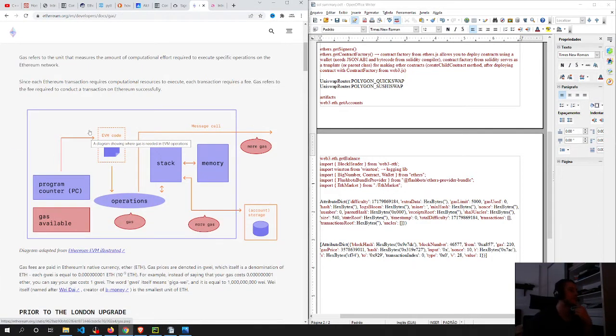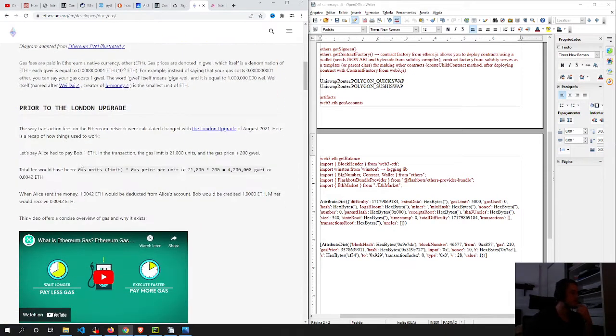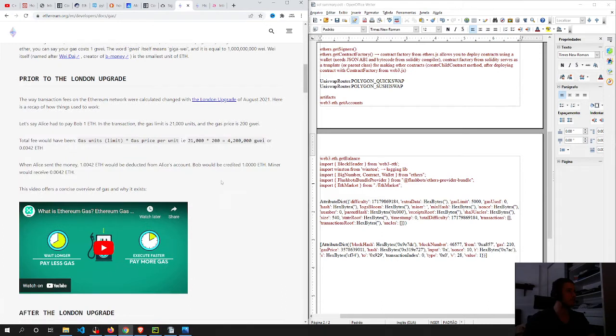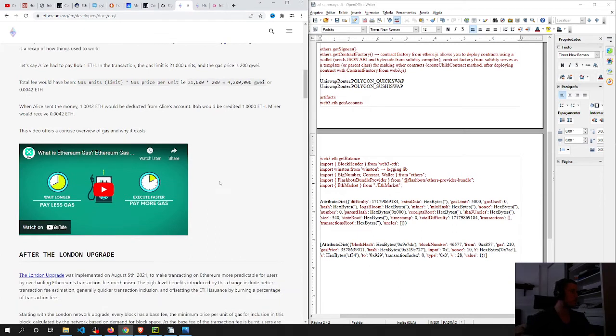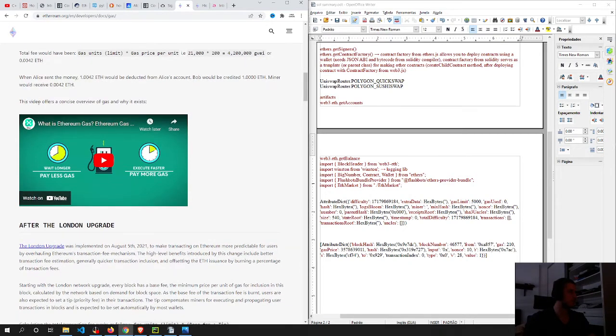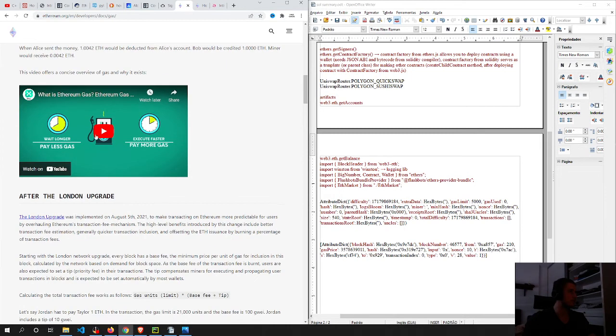But I feel like this is gonna be the simple explanation. Let's say Alice had to pay Bob if the transaction gas limit is 21,000 units and the gas price is 20 Gwei. Total fee would have been gas limit times gas price per unit. When Alice sent the money, it would be deducted from Alice's account. Bob would be credited on it. Miner would receive 0.042.